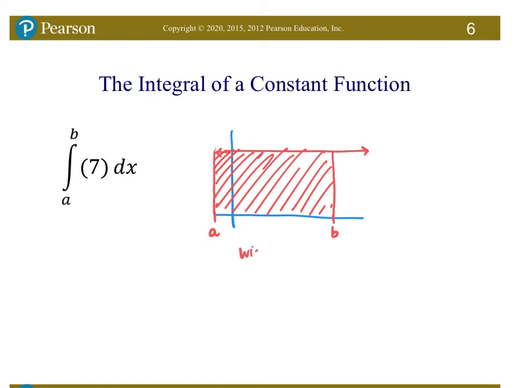Well, I need to know the width of this function. So you always take the larger number, which is clearly b, and you subtract the smaller number, which is a. So we have b minus a as our length. It's irrelevant what a is. It doesn't matter if a is positive or negative, you're still going to subtract it. And then we need the height, which is constant at 7. And so the value of this would be the base times the height, or (b minus a) times 7, or 7b minus 7a.